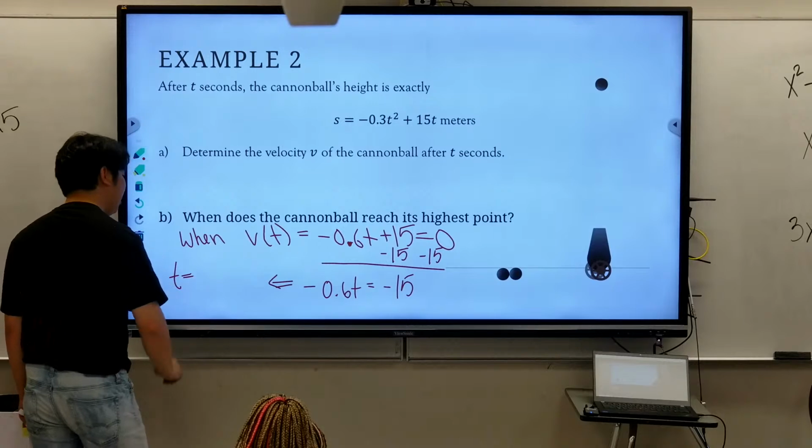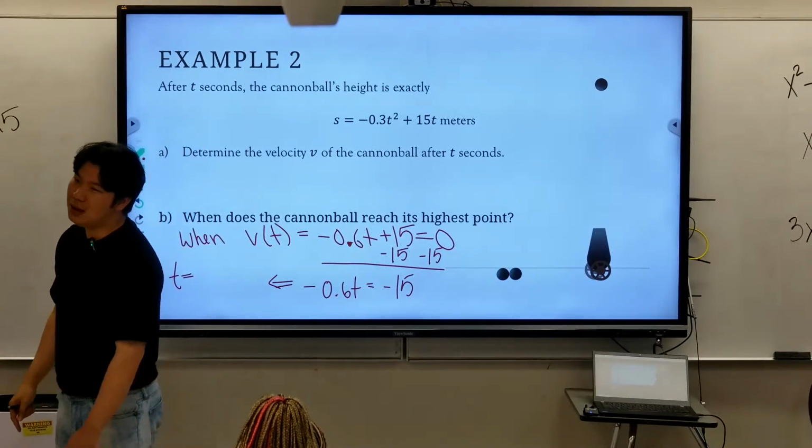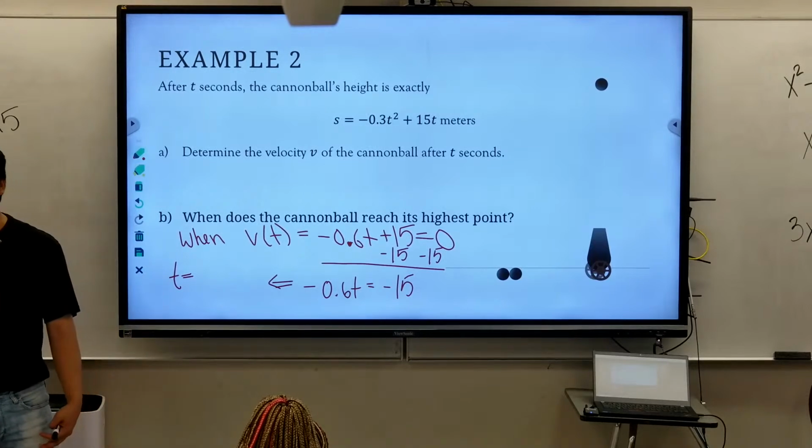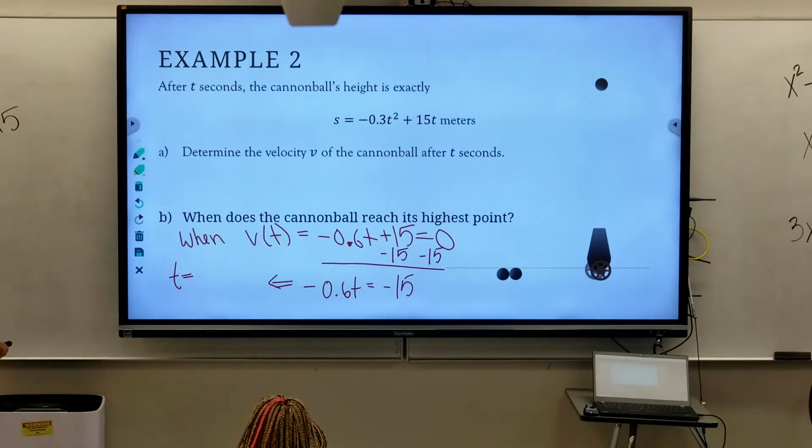T is equal to negative 15 divided by negative 0.6. First off, that's a negative divided by a negative. We get a positive for sure, which is good. I'm not expecting negative time. 15 divided by 0.6. Someone go ahead and give that for me. 25.